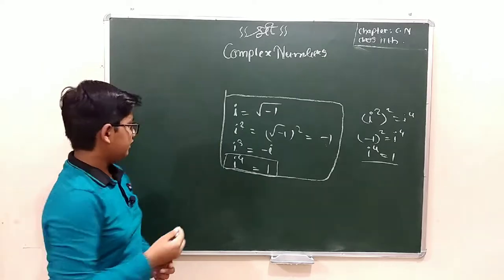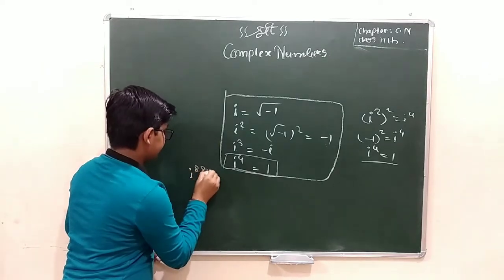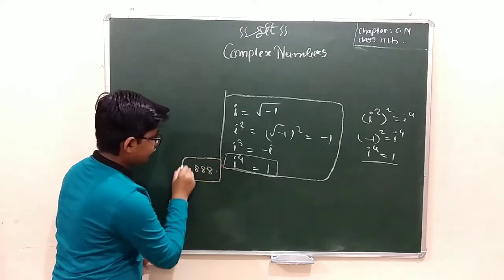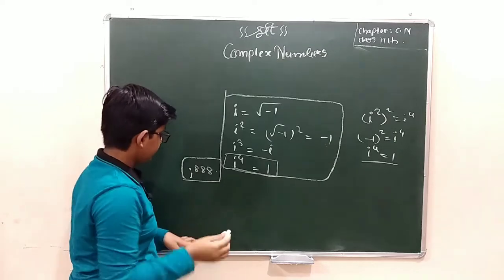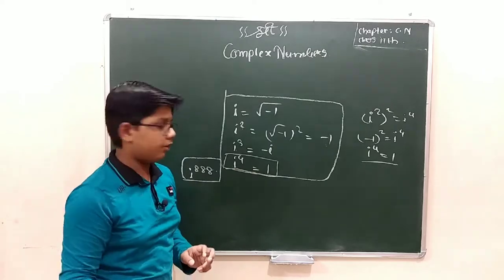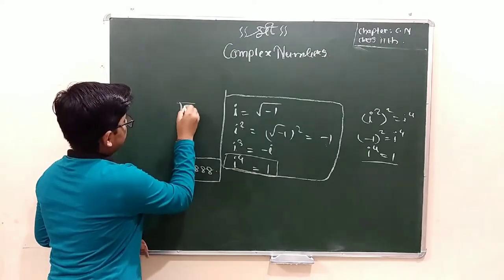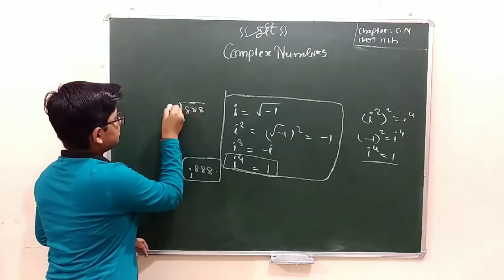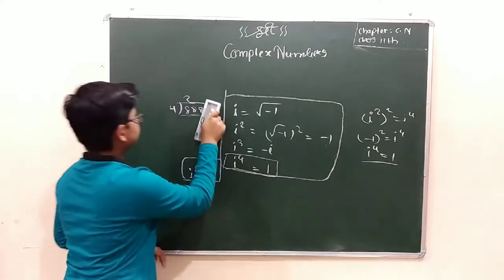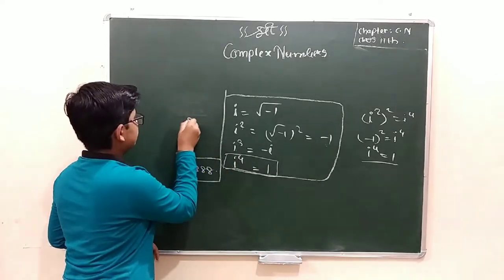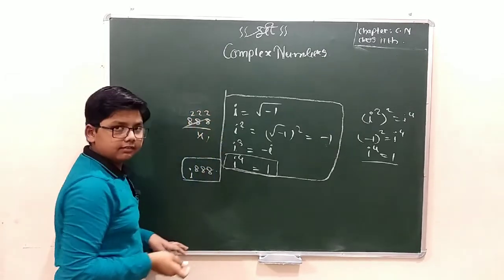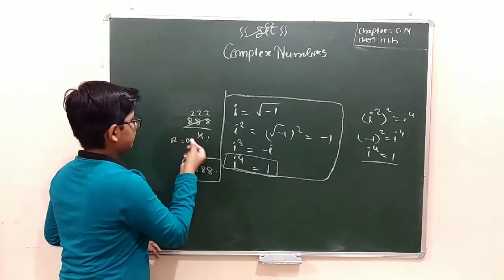Why? What if I say find the value of i to the power 888? Then how do we find it? We make it into a type of i to the power 4. We know that 888 is divisible by 4. So let's divide 888 by 4. We get 222. The remainder is 0 and the quotient is 222.